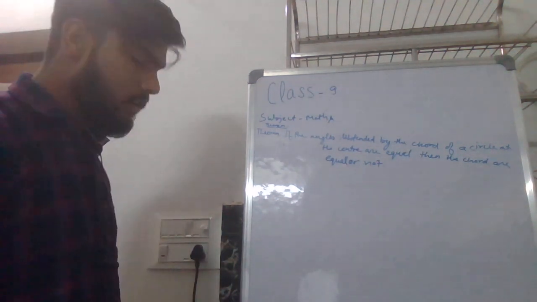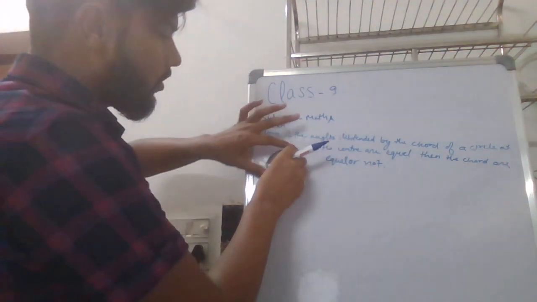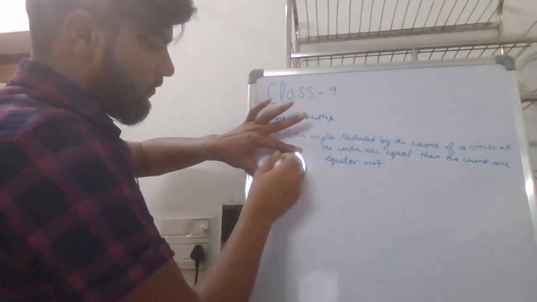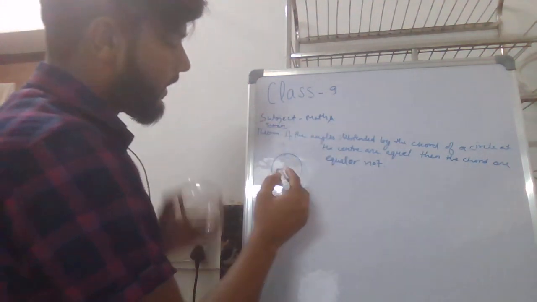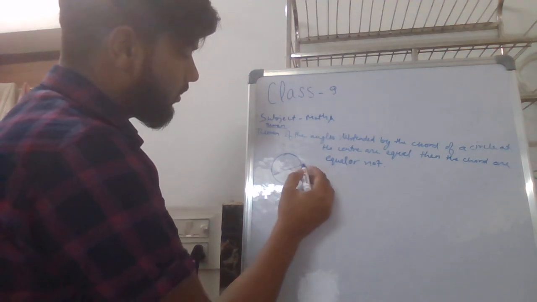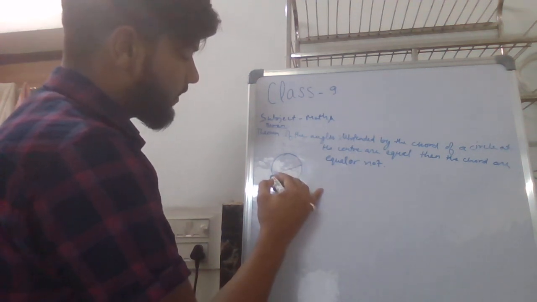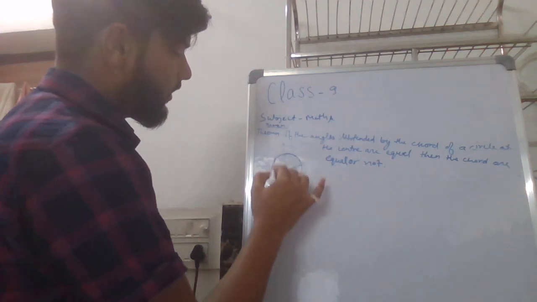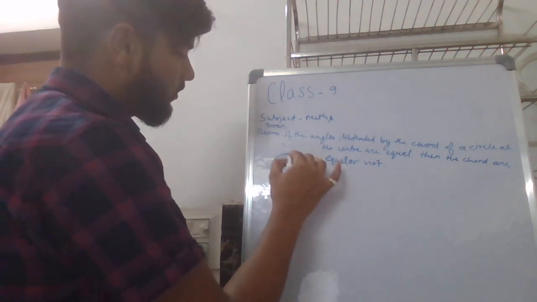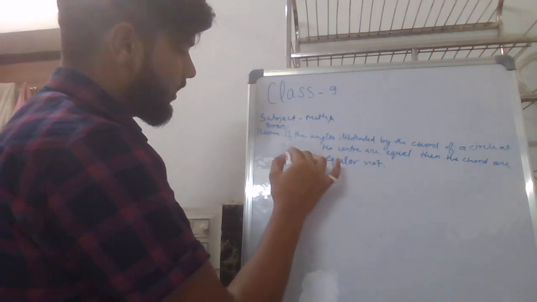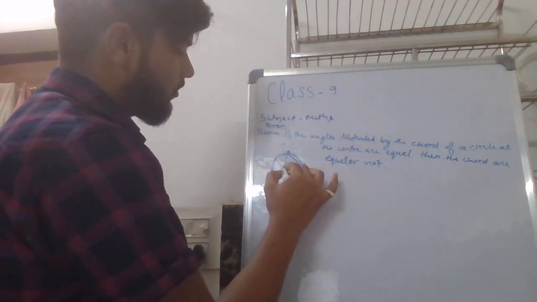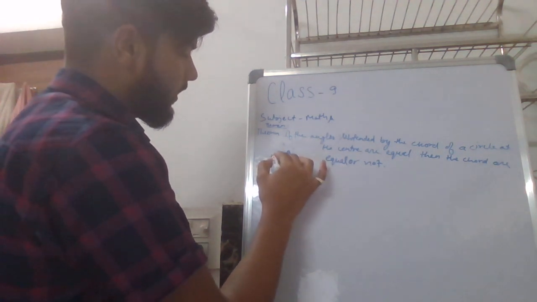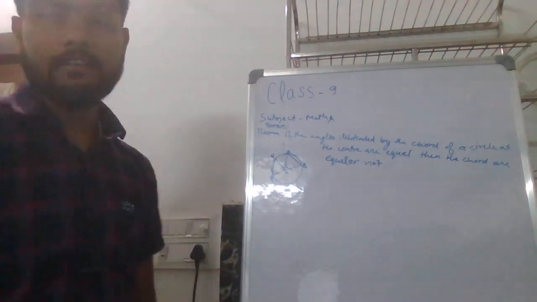Okay, for that first I will draw a circle and then I will make a chord. We can name it anything, like this. So it can be A, and we can name this as Q.